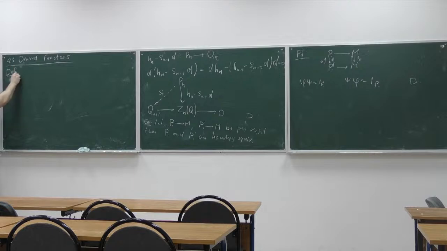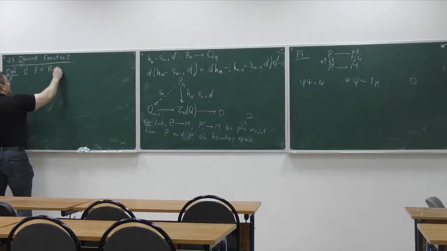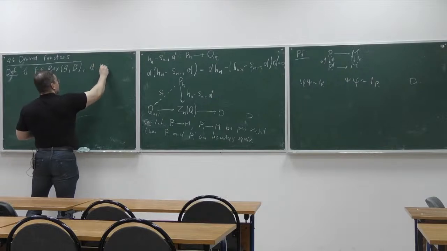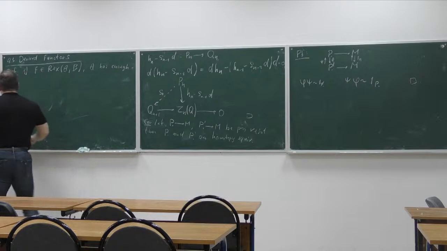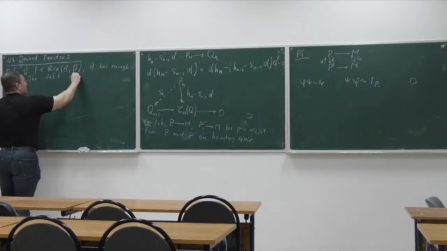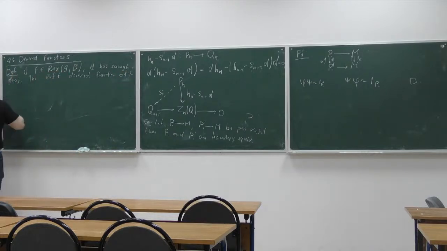So what's a derived functor? Definition, again with two parts. Let's take F to be a right exact functor from some abelian category A to another abelian category B. Assume that A has enough projectives. Well, if this is a category of modules, not a problem. Then we can define the left derived functor of F. This is the following thing. The notation is L with a lower index i of F. So that's a new functor. And if you want to compute this on some object A, this is what you do.